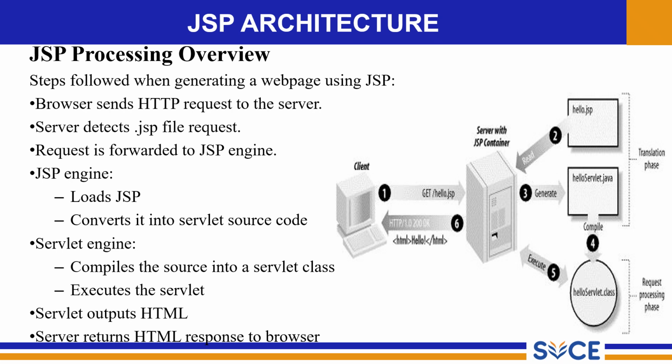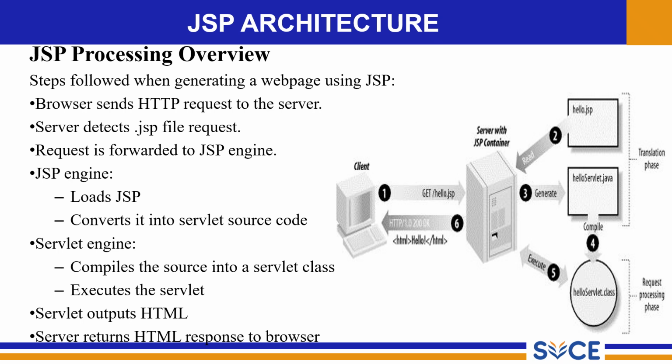All the HTML parts are converted into output statements and all JSP tags or Java code segments embedded in the file are turned into Java instructions. This newly generated Java code represents the dynamic behavior of the page. Next, the servlet engine steps in. It compiles the Java source code generated from the JSP into a fully functional servlet class. This class acts as a Java program capable of responding to web requests.